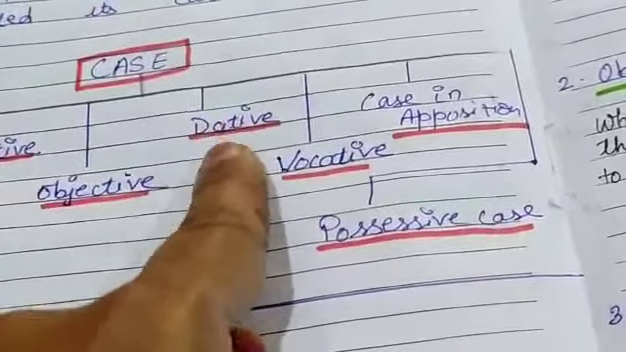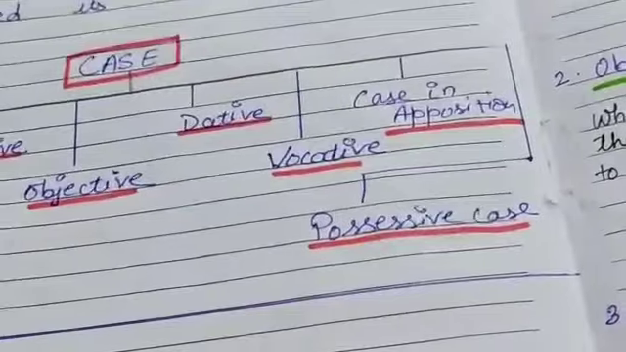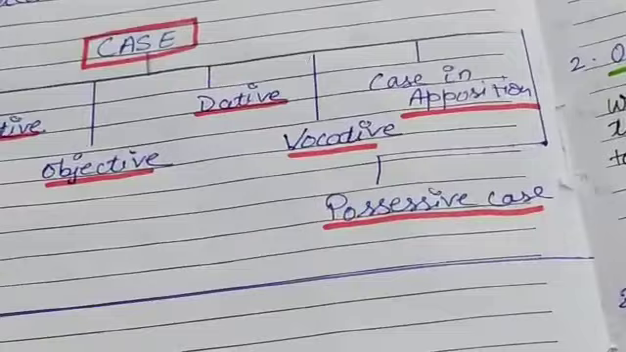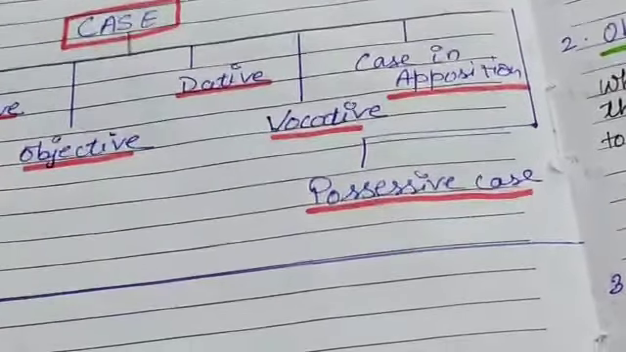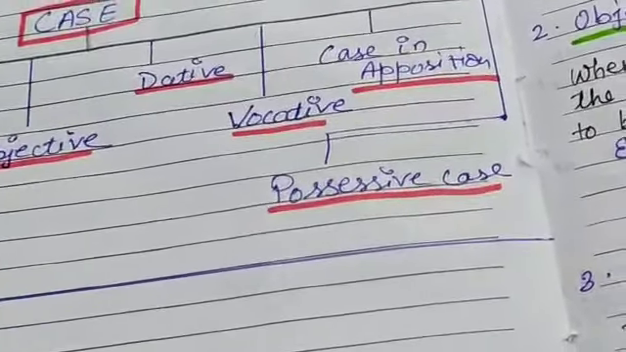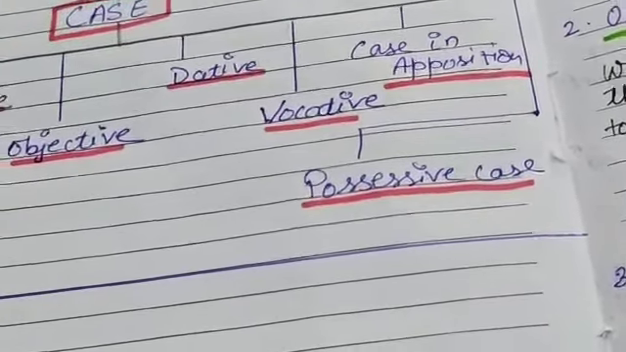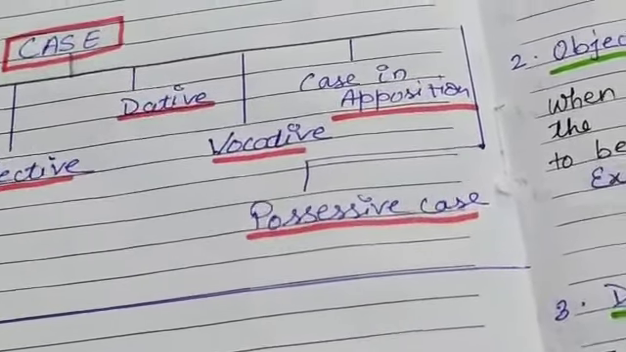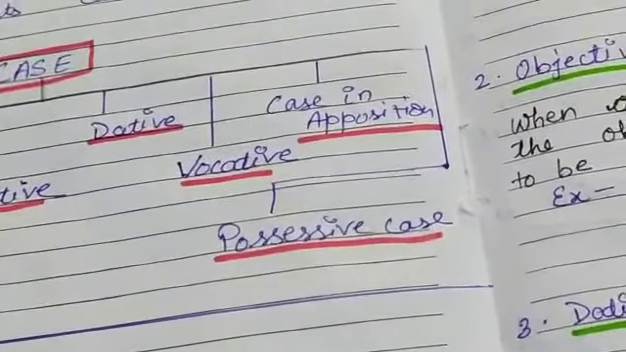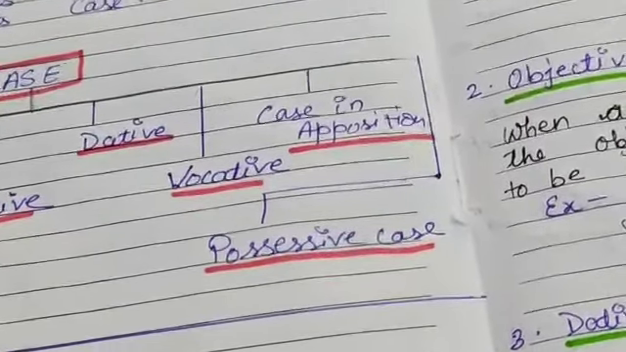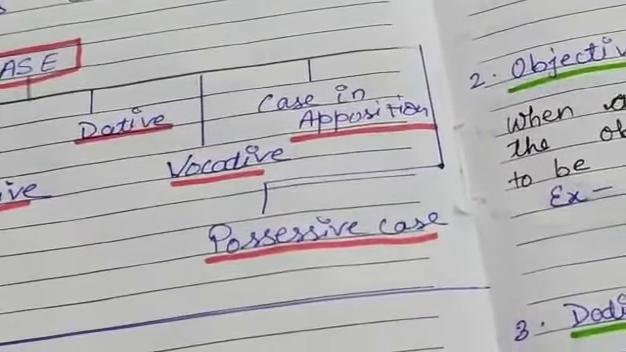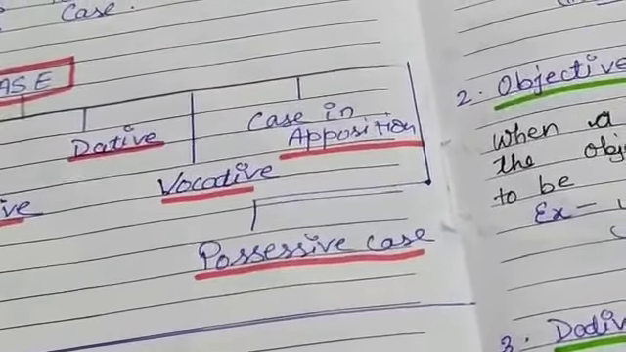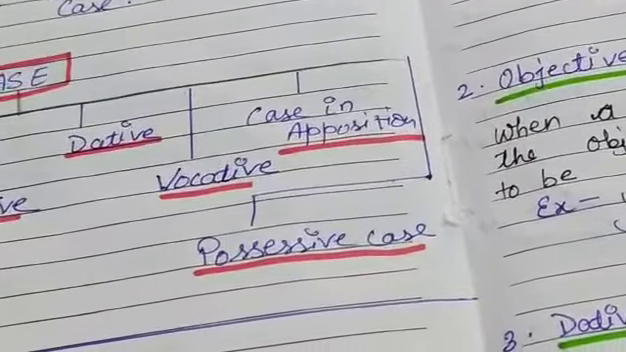Dative case: when in a sentence we have two objects, one direct object and one indirect object, then indirect object is said to be in the dative case. Vocative case: when in a sentence the proper noun is directly addressed, then it is said to be in vocative case. Case in apposition: when two nouns are referred to the same person, then the second noun is said to be the case in apposition of the first noun.